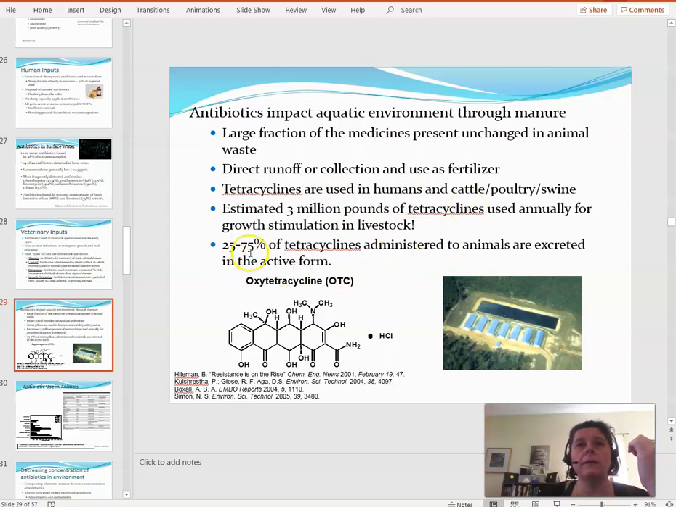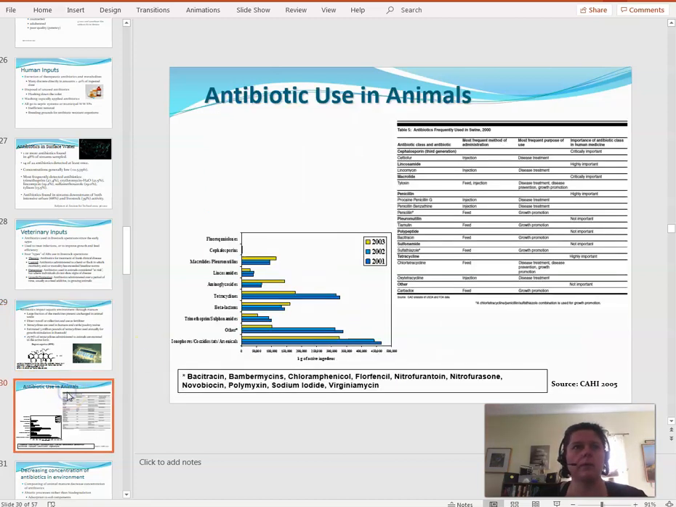And 25 to 75% of tetracyclines administered to animals are excreted in the active form. So this is the active form. It's not even changed inside the animal. It just comes right back out as tetracycline, really active. Sometimes these compounds will get changed when they go through the body, but not this. This just goes right straight through.